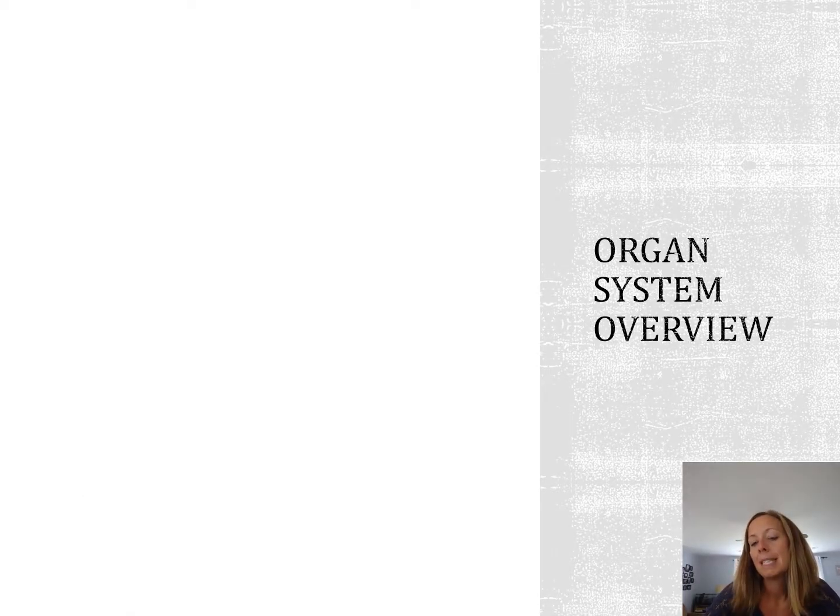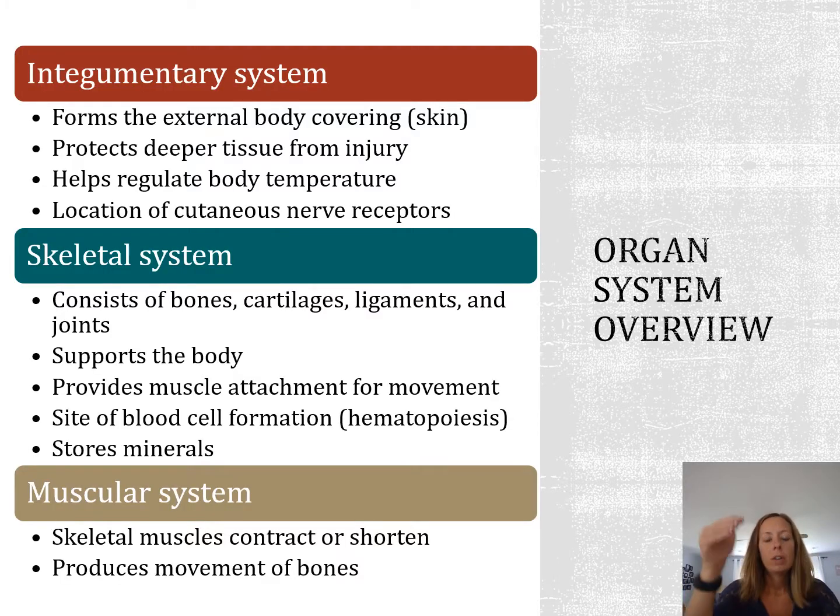Next would be our organ systems overview. So we're going to quickly run through all of the organ systems that are in the body. It's not in that much detail. All right. So first, integumentary. This forms your skin, right? This is going to help protect your body from damage.